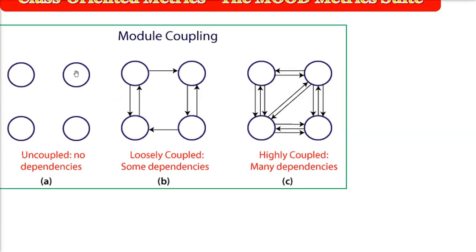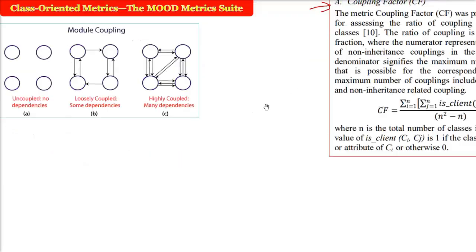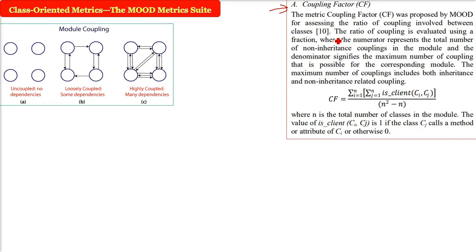But before we go ahead, this is coupling. These are different modules, or different components. There is no coupling at all in the first case. Here there are certain dependencies between the independent modules, but here we have many dependencies. So these 4 are highly coupled and we don't want it. So as I was saying, the ratio of coupling involved between the classes is what the coupling factor finds out. So the ratio of coupling is evaluated using a fraction.